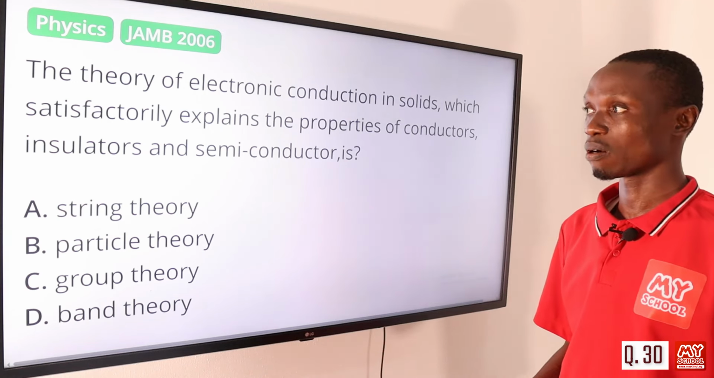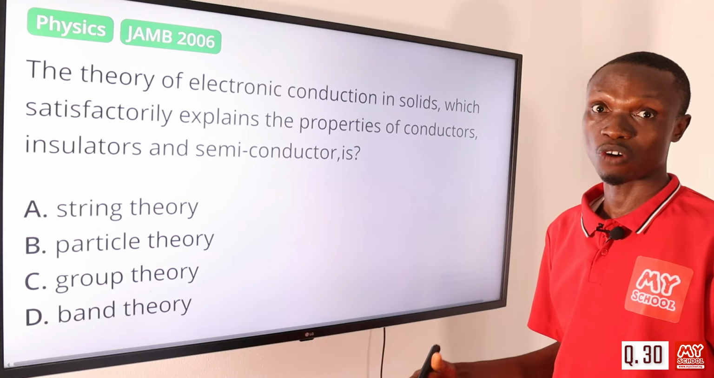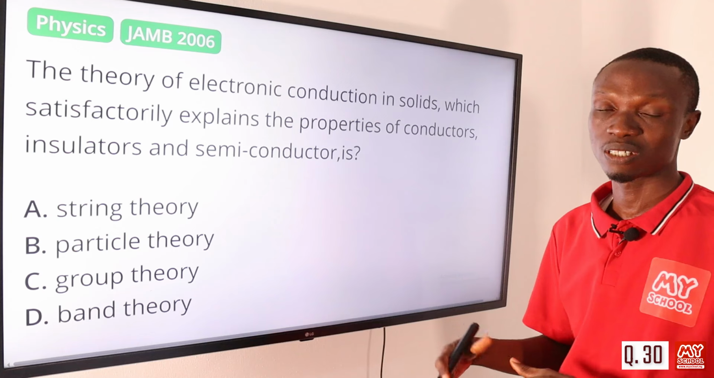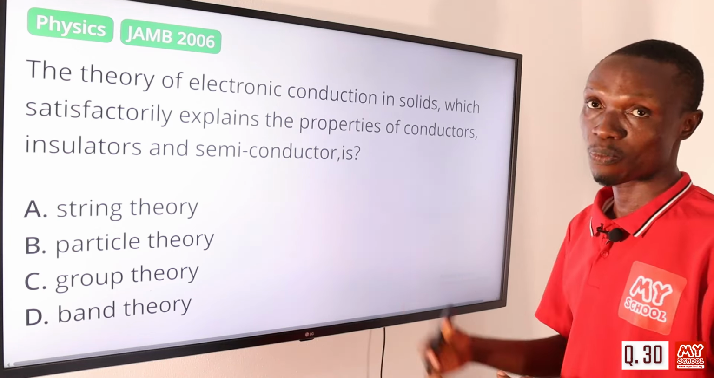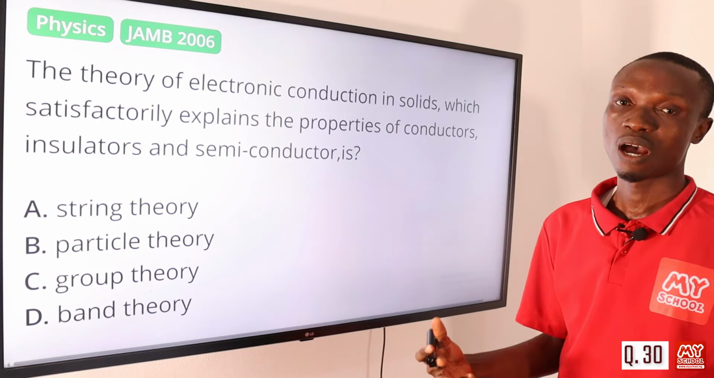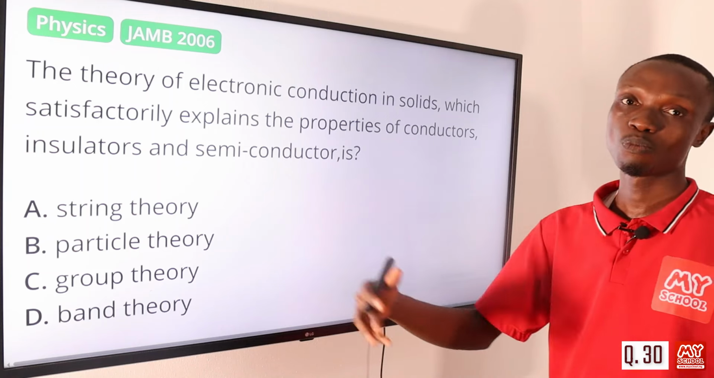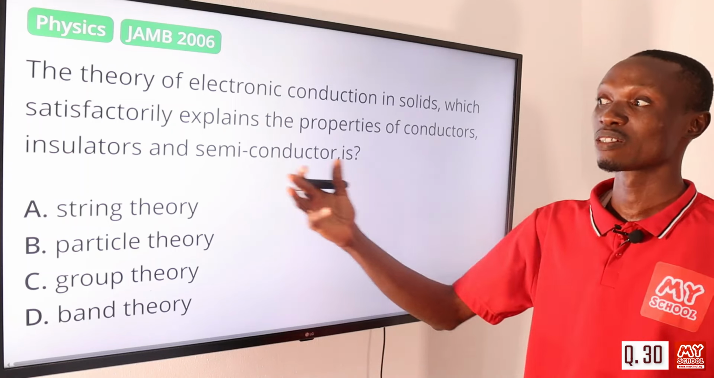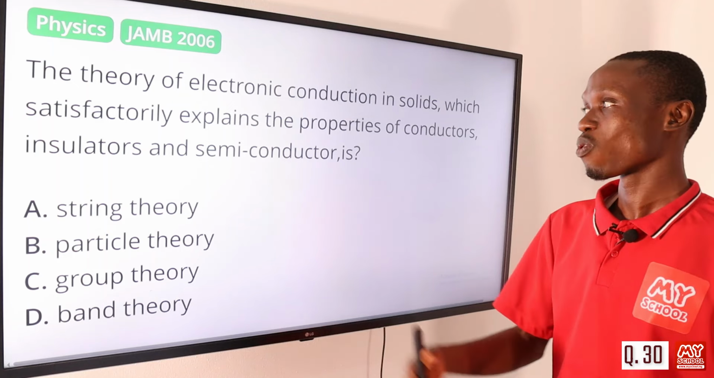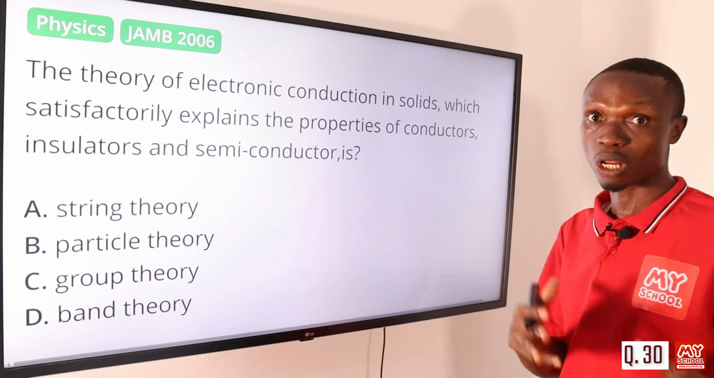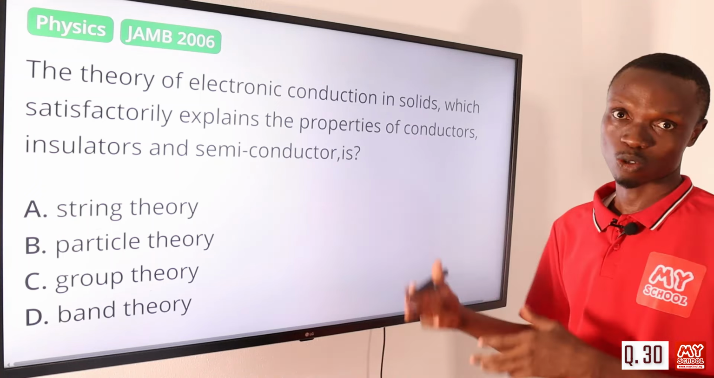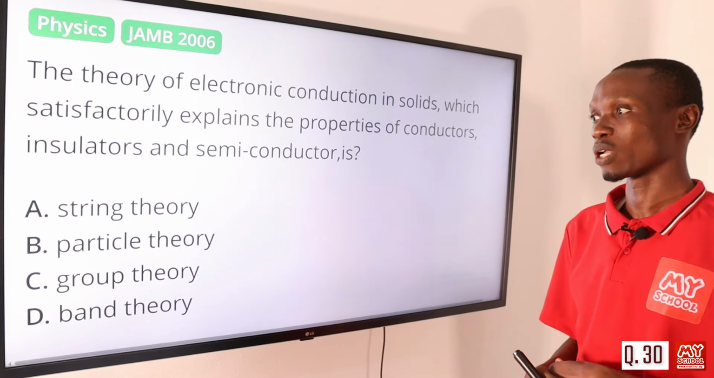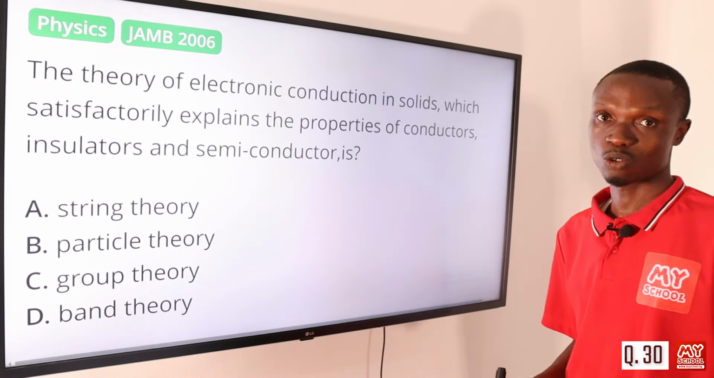Okay, so the band theory explains that the energy levels of electrons in a solid are in bands, right? So this theory describes how these bands affect the electrical properties of materials. For example, in conductors, the overlapping bands allow free movement of electrons, while in insulators, because of the large band gap, there is no free movement of electrons. Hence insulators do not conduct electricity, while semiconductors, though they have a smaller band gap when compared to insulators, only conduct electricity under certain conditions, such as doping and temperature. So the answer to this question is option D, band theory.